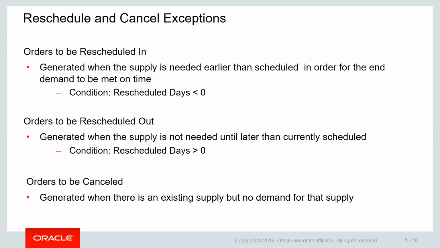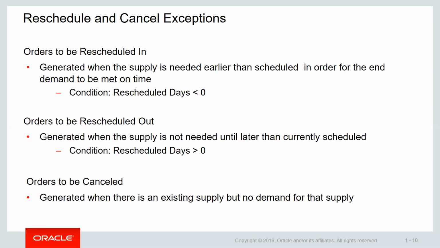The orders to be rescheduled out exception is generated when the supply is needed later than currently scheduled. In this case, the rescheduled days calculated by planning is greater than 0, indicating the number of days the supply should be moved out.